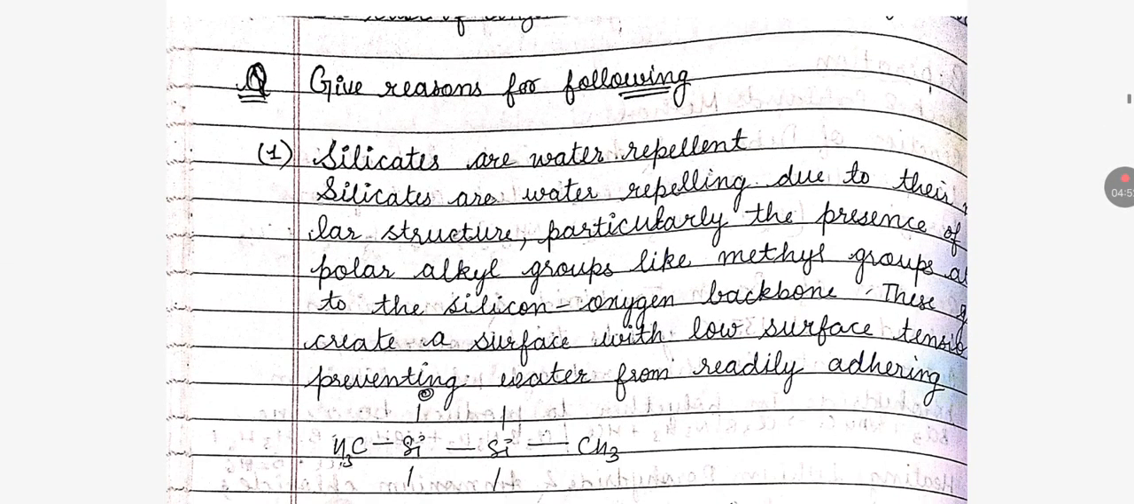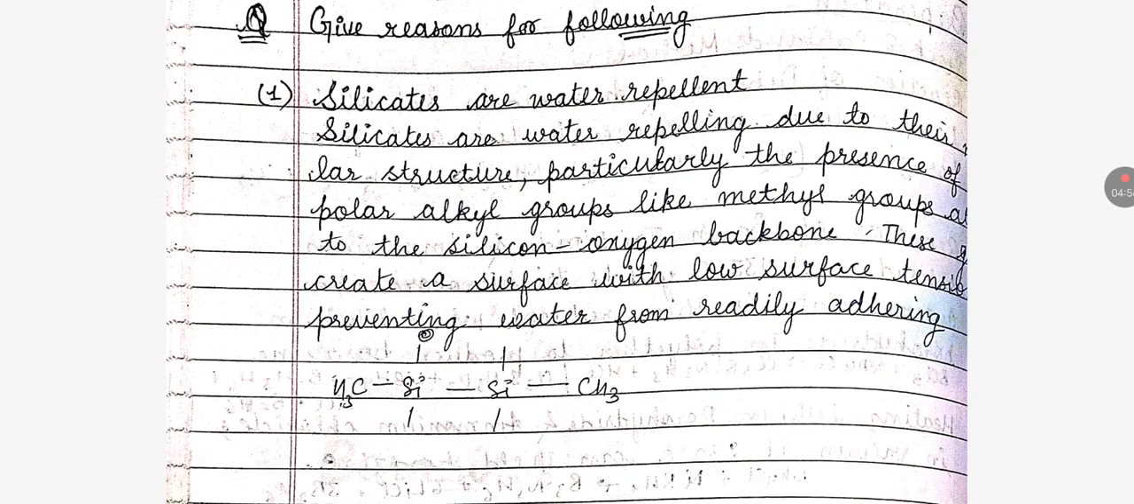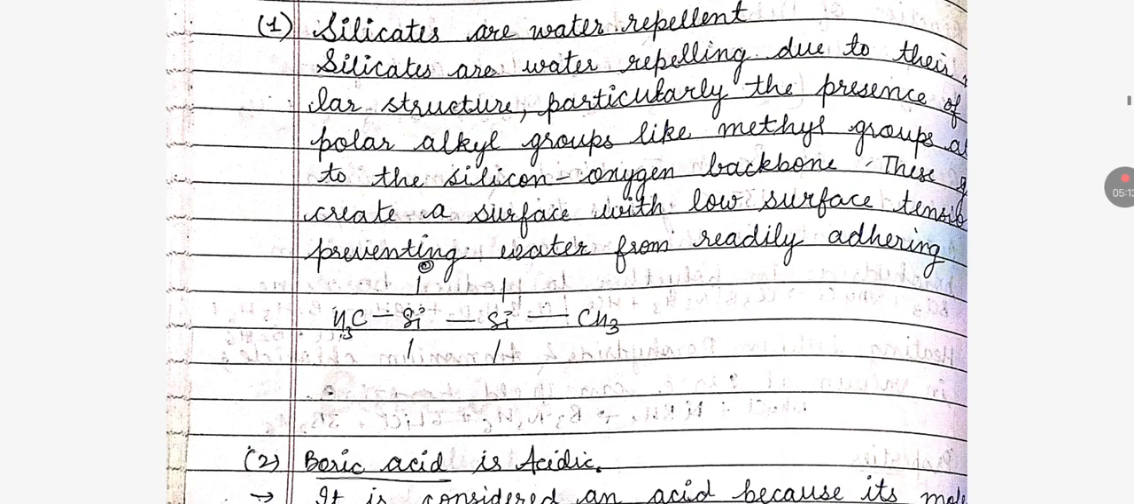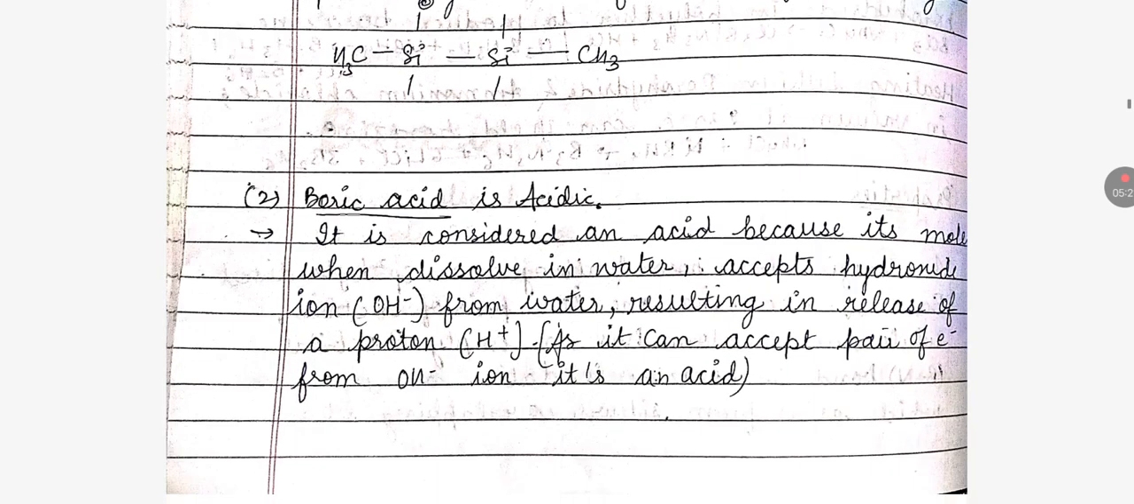Give reasons for the following. Silicones. Why silicones are water repellent? Silicones are water repellent due to their molecular structure, particularly the presence of non-polar alkyl groups like methyl group at the end of the silicon-oxygen backbone. These create a surface with low surface tension, preventing water from readily adhering.